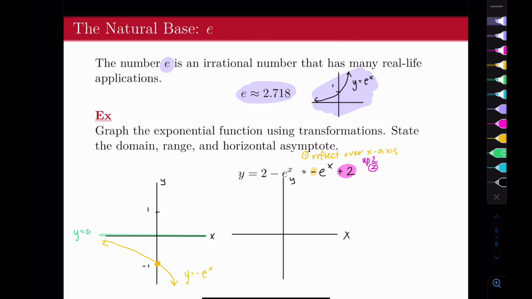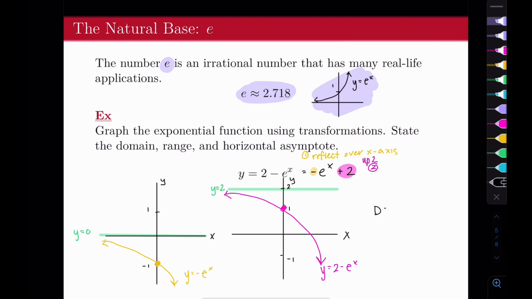Now I'm going to take this graph and move it up 2. So here's -1, here's +1, here's 2. When I take this and move it up 2, my new horizontal asymptote is up here at y equals 2. And then our point here would move up 2, from -1 to +1. So we will go through +1. And then our graph will still have that same basic shape. So here's the graph of 2 minus e to the x.